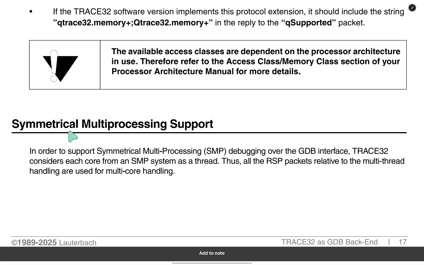Symmetrical multiprocessing support. In order to support symmetrical multiprocessing, SMP debugging over the GDB interface, TRACE32 considers each core of an SMP system as a thread. Thus, the RSP packets relative to multi-thread handling are used for multi-core handling.